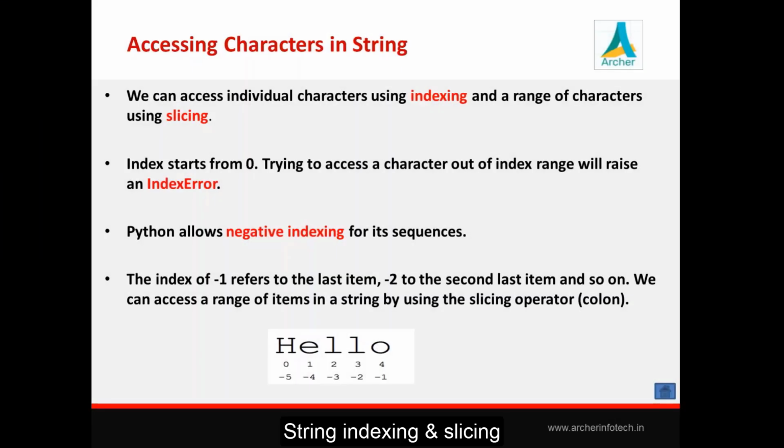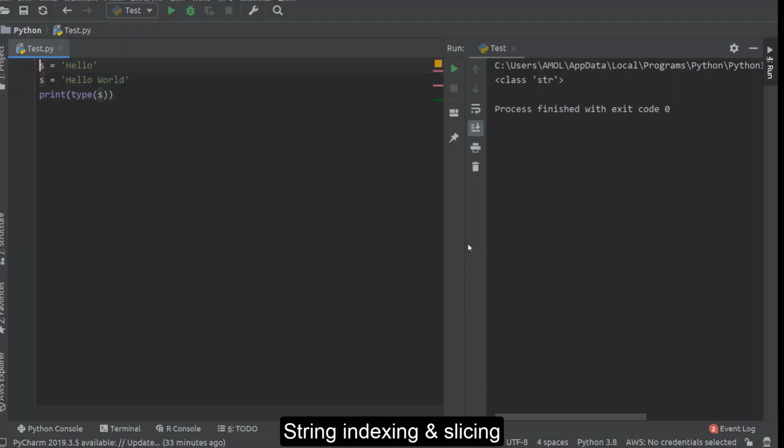Next, we'll check how we can access individual characters of a string. Strings are indexed, so we can access individual characters using the indexing option. See here, this is our string, hello world. Strings are indexed, as we have said, and indexing always starts from 0.